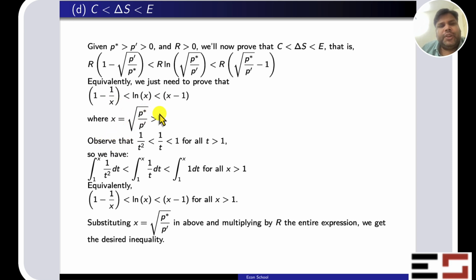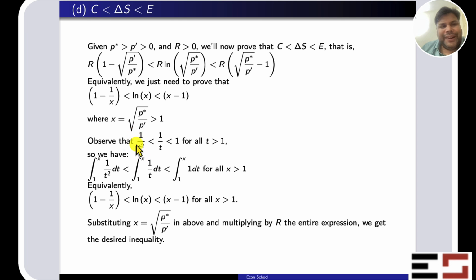In order to prove this, let's look at this. I'll tell you how we got this. We know that 1 by t squared is less than 1 by t, which is less than 1, for all t greater than 1. This is kind of obvious, right? If t is greater than 1, then this term will be less than 1, and this term will be even smaller because you've divided this further by t, which is greater than 1. So this inequality holds for all t greater than 1.